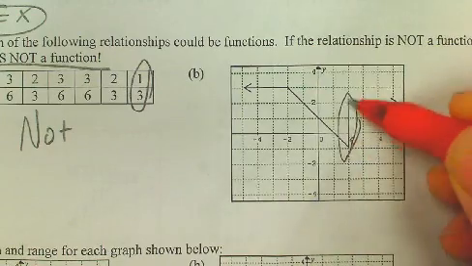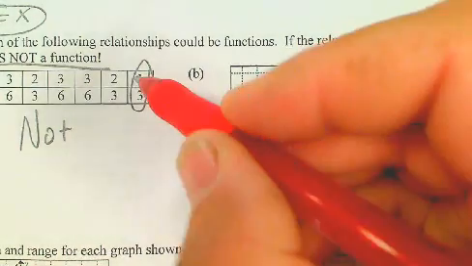If I plug in that x, I get a bunch of y's out. If I plug in that x, I get 2 different y's out, not a function.